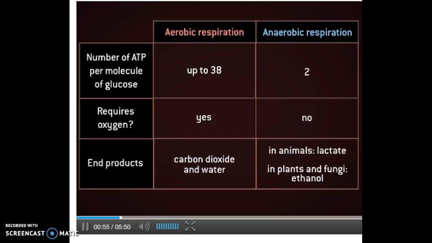Cells form ATP from the breakdown of glucose in a process called cellular respiration. There are two types of cellular respiration: aerobic respiration and anaerobic respiration. Aerobic respiration is much more efficient and produces much more ATP than anaerobic respiration, which only takes place in the absence of oxygen.